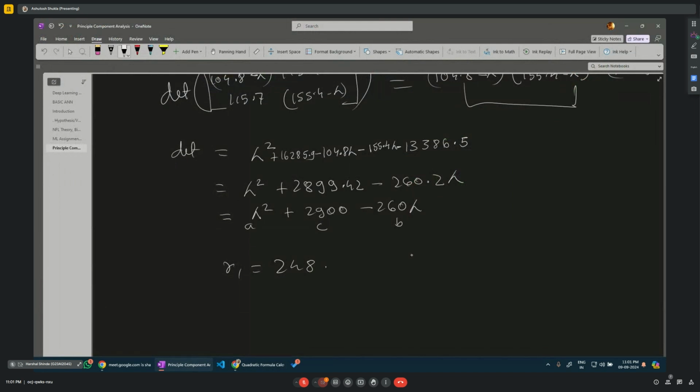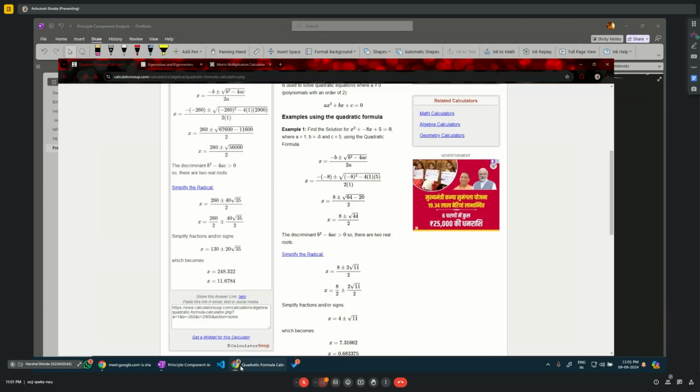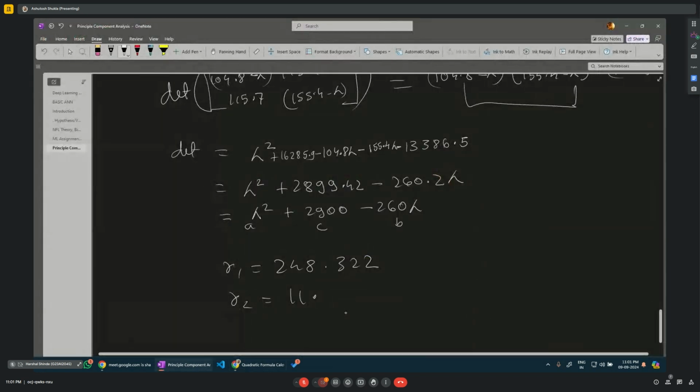248.322, and root 2 is equal to 11.67. So these are our two roots, the two values of lambda. Make sense so far? These are actually what's called eigenvalues. Or, you can write them as lambda 1, lambda 2. Doesn't really matter as much. Lambda 1 and lambda 2. Make sense so far?